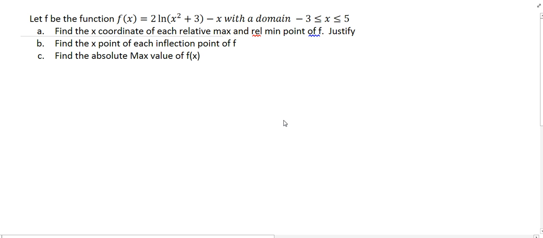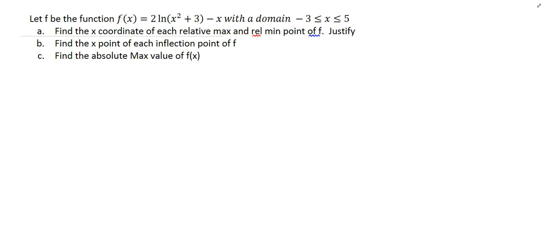Alright, welcome to this video on a free response question that's dealing with relative mins and maxes, inflection points, and finding an absolute max within a given domain. So this function is the ln of x squared plus 3 minus x, and it gives us a certain domain here. And the first part, A, says find the x-coordinate, only the x-coordinate of each relative max and min on this function.